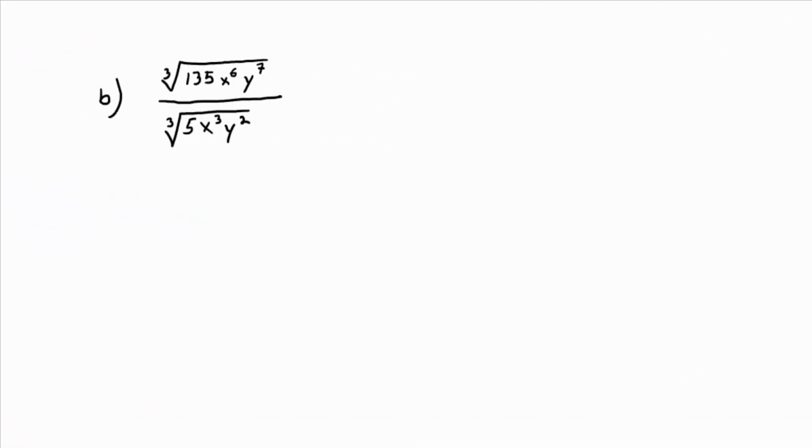Here we have the cubed root of 135x to the 6th times y to the 7th divided by the cubed root of 5x cubed y squared. Similar idea here. What's the rule then? Well, if you have two separate roots and you're dividing them, and you see like factors, like powers, like bases. We got powers of x, powers of y. Heck, 5 even goes into 135, doesn't it?